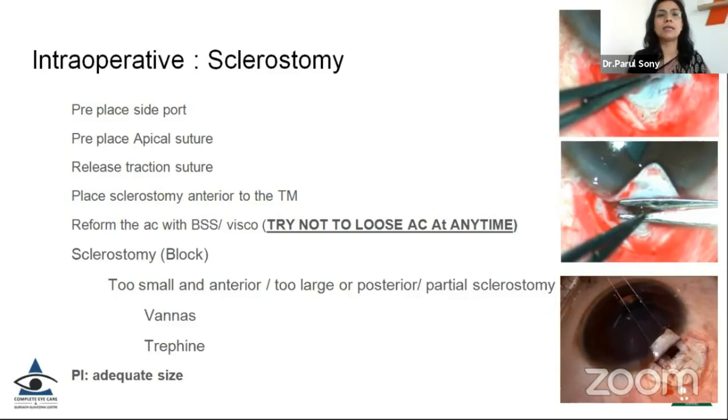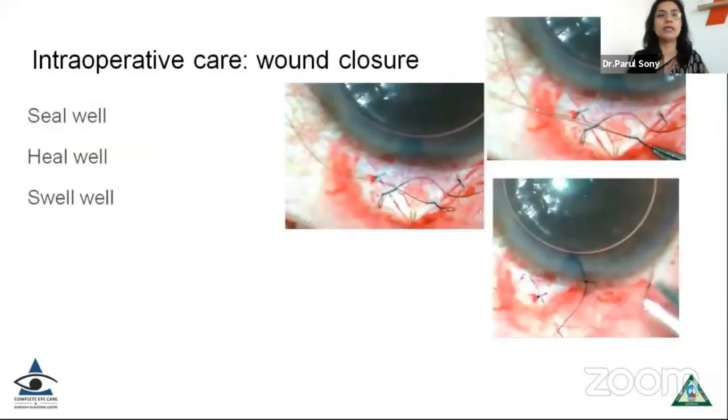So pre-place a side port, pre-place an apical suture once you have made a scleral flap and before you are doing a sclerostomy. Do not go in for a very small or very big sclerostomy. Using Vannas or trephine is your choice, and reform the anterior chamber with BSS or viscoelastic if you wish.